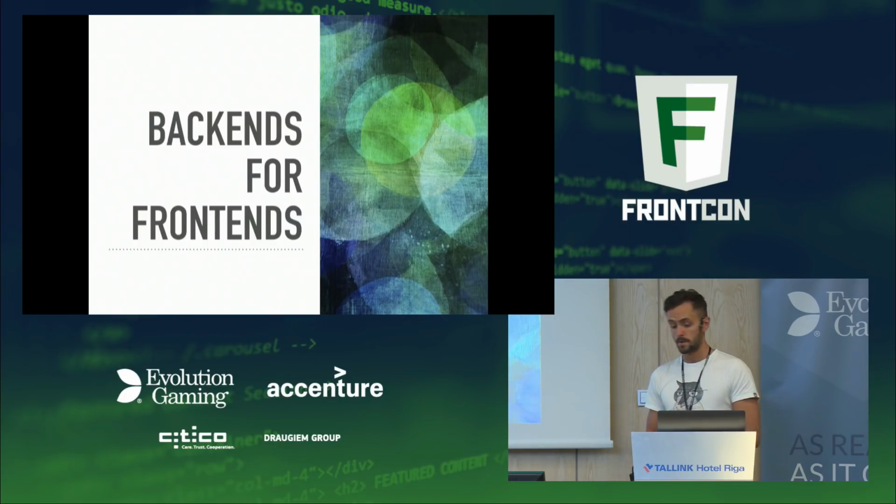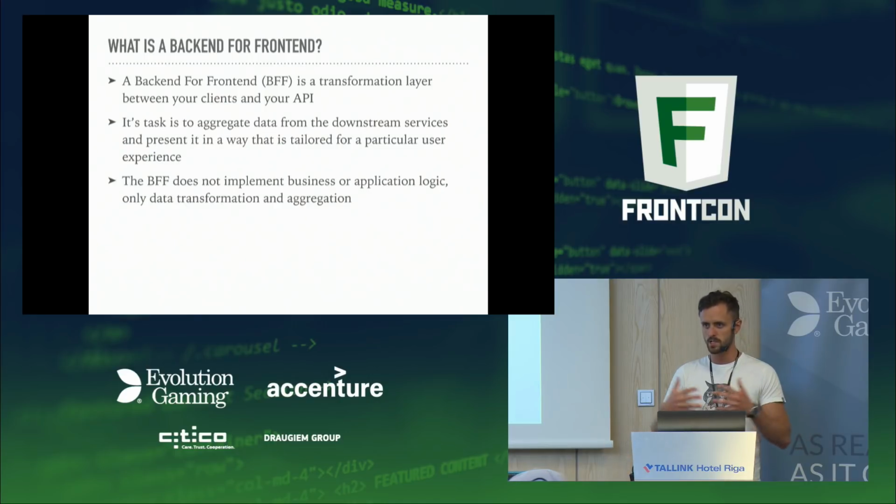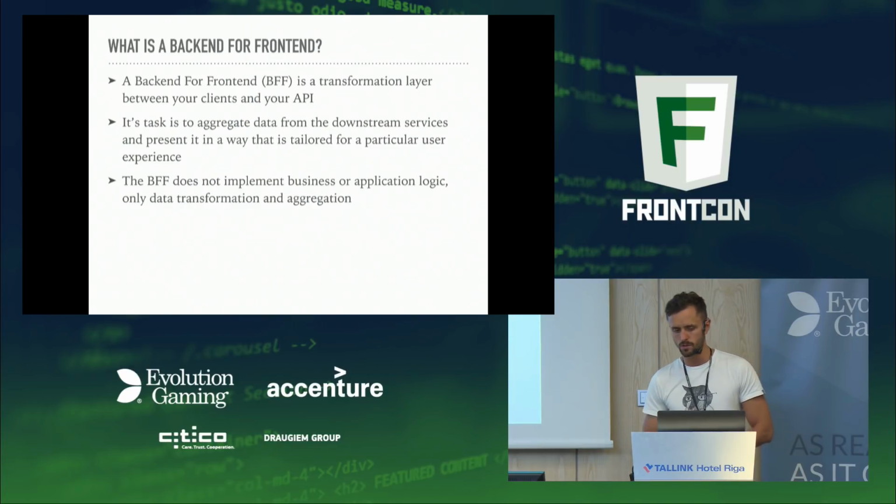That's where backend for frontends come in. So what is a backend for frontend? In short, BFF is essentially a data transformation layer on top of your existing API. What it does is receive the calls from the frontend, do all of the downstream calls, aggregate the information, and return it in a way which is particularly tailored for the experience of the client. It doesn't have any backend logic in itself per se, so all of the backend logic is still done in your downstream microservices, but it only handles data transformation and data aggregation.